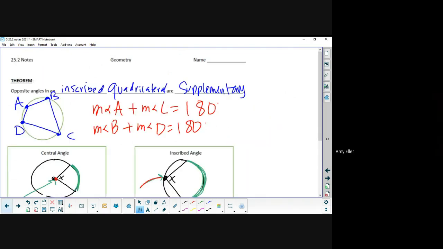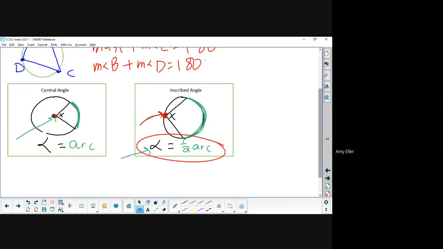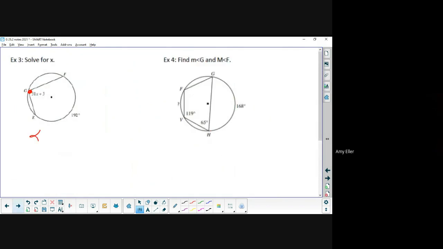If the vertex is on the circle, then we're writing this formula: angle is half arc. Let's fill it in. The angle is listed as 31x plus 3. The arc is listed as 192. The rest is up to you. The rest is just some algebra.